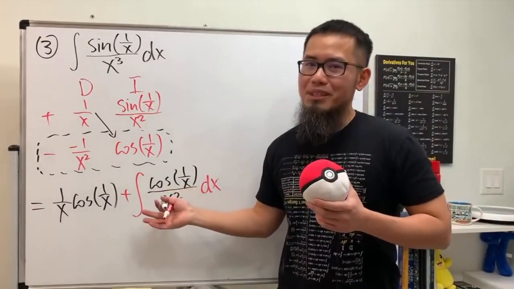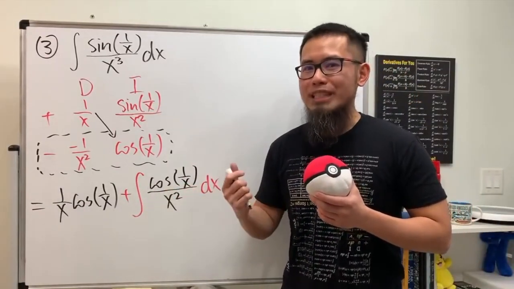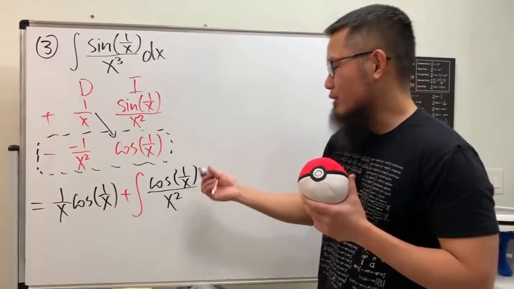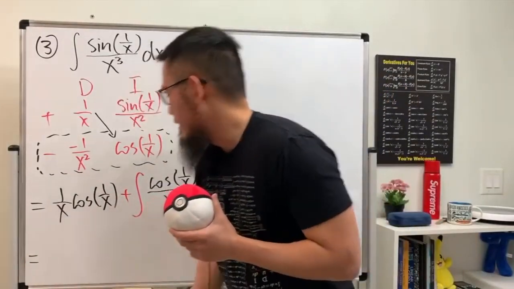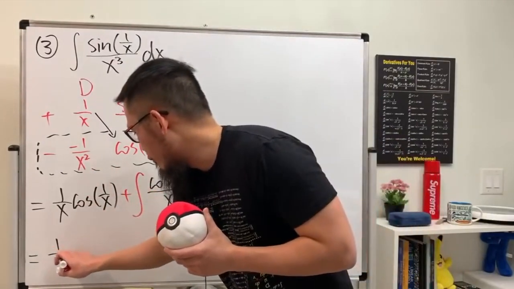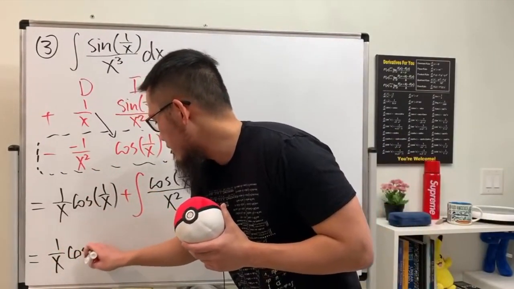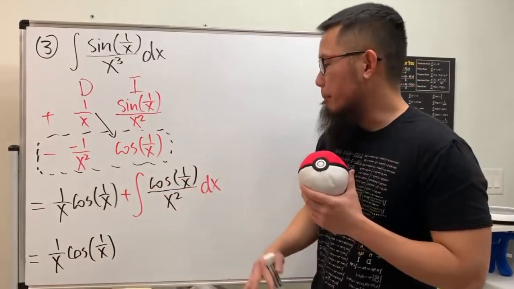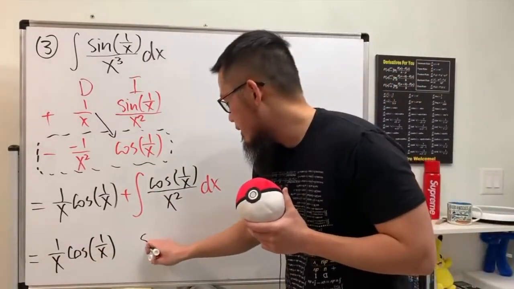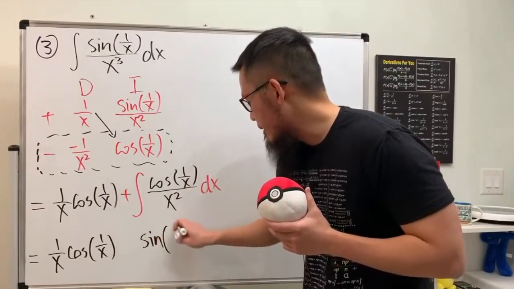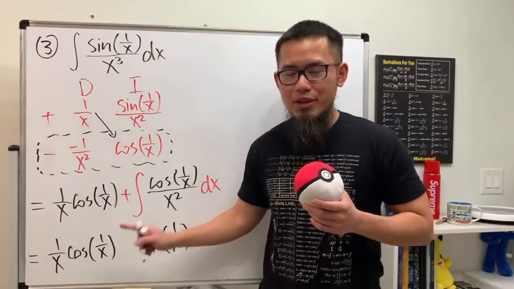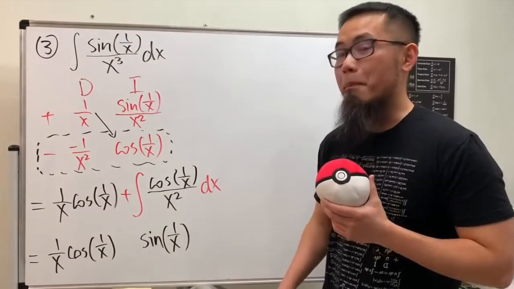And how do we do this? Yes, we do u sub again. Let u equal to 1 over x, right? So we're pretty much done. So I will write down the answer for you guys. All right, so here we have 1 over x, cosine of 1 over x. Integrating cosine, we get positive sine. And then the input stays the same. All right, plus or minus right here. You guys do it. Minus.